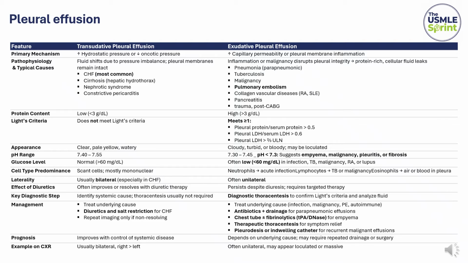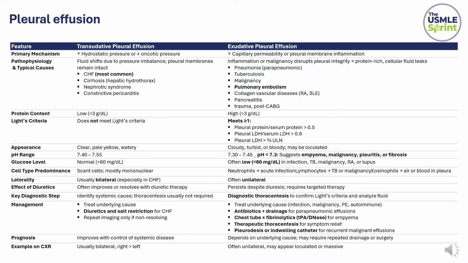To determine the cause, we look at the pleural fluid characteristics using Light's criteria. An effusion is considered exudative if any one of the following is true. The pleural fluid protein to serum protein ratio is greater than 0.5. The pleural fluid LDH to serum LDH ratio is greater than 0.6. Or the pleural fluid LDH is more than 2/3 the upper limit of normal serum LDH. If none of these criteria are met, the effusion is transudative.